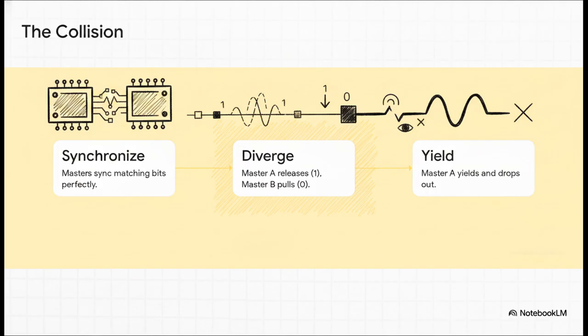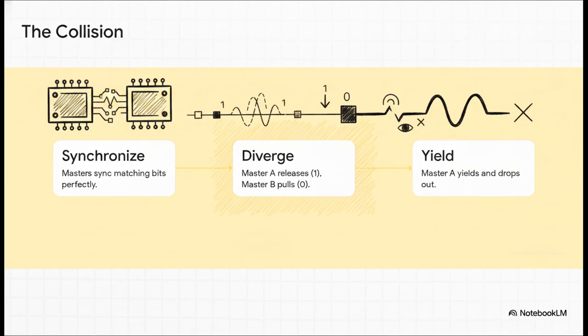But then we get the divergence. Master A wants to send a 1, so it releases the bus, while Master B wants to send a 0, so it pulls the bus to ground. In a fraction of a microsecond, Master A checks the bus, expects a high voltage, but sees ground. It's been crushed. It instantly yields, shutting off its data driver, and seamlessly transitions into a receiver mode.